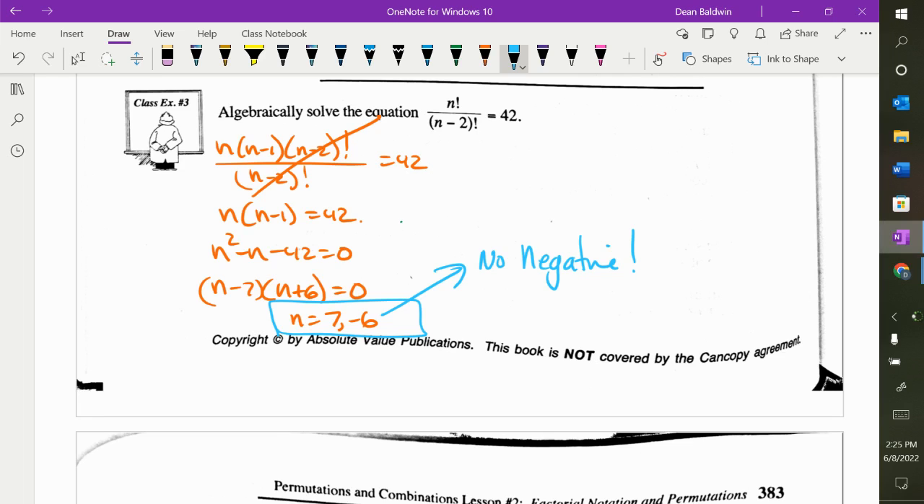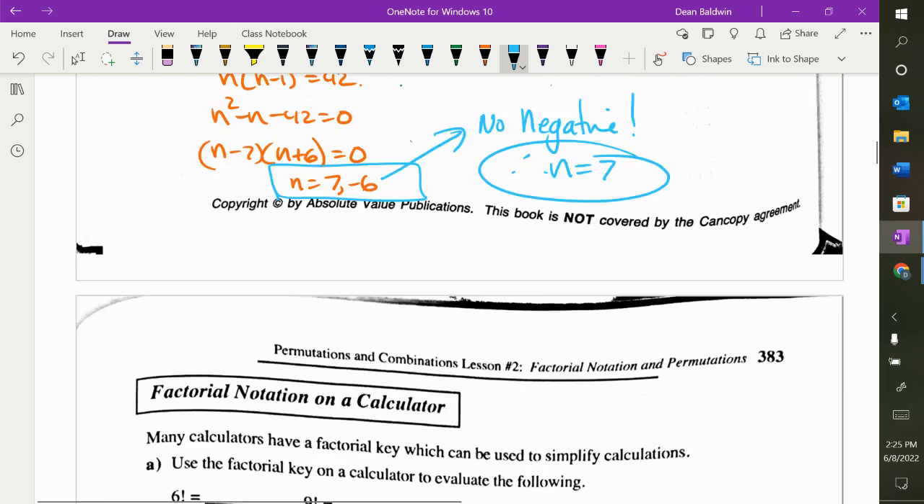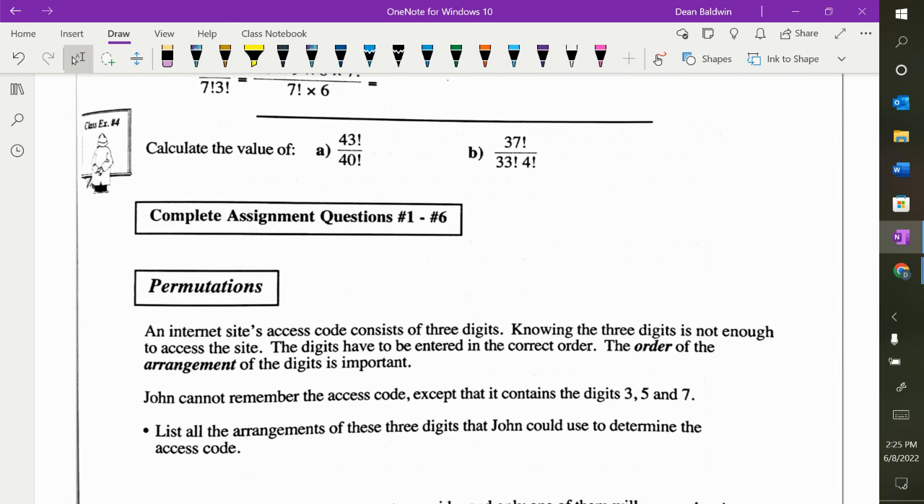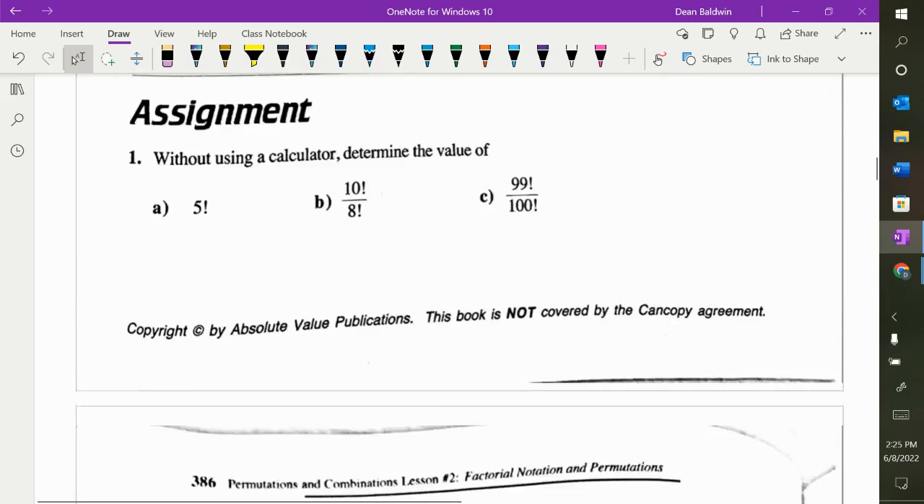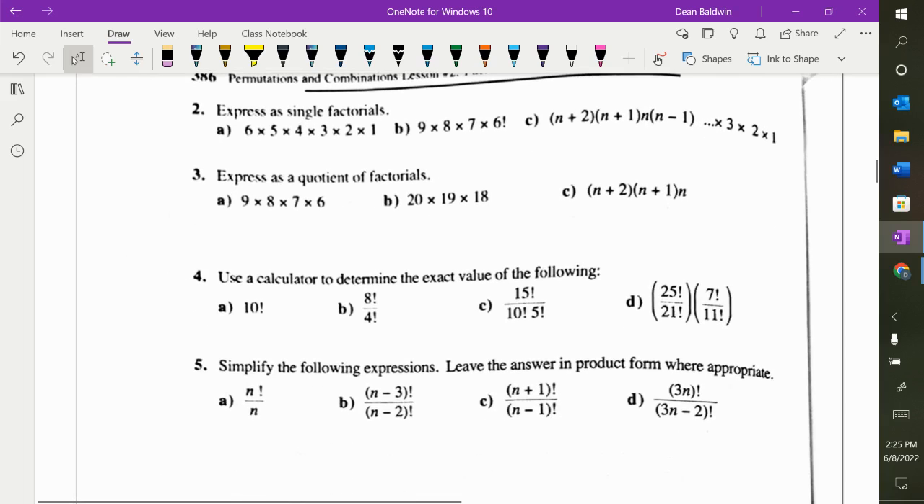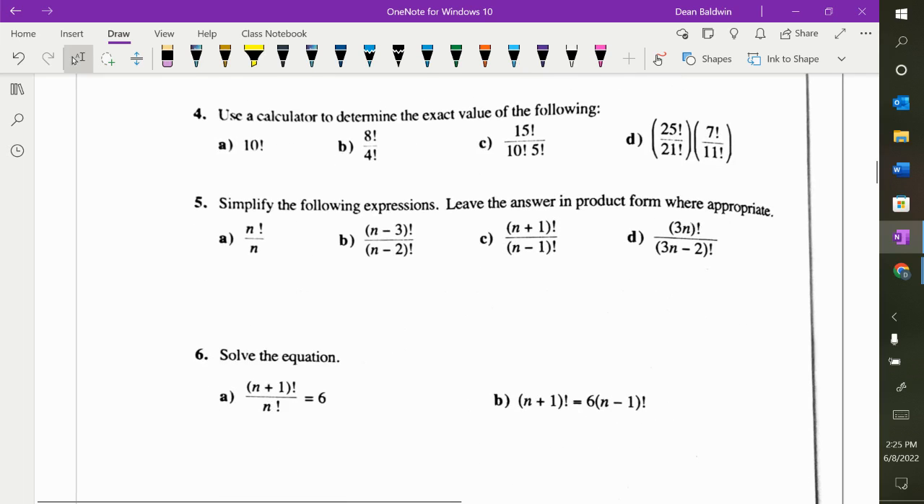All right. So you cannot have negative n. So you throw out the negative. So n is just 7. Therefore, n is equal to 7. There is no other answer, it's just n is equal to 7. All right. The only questions I want you to do are 5 and 6.